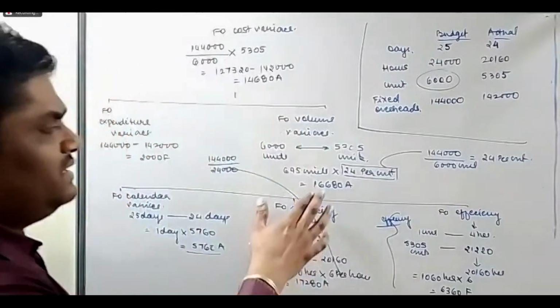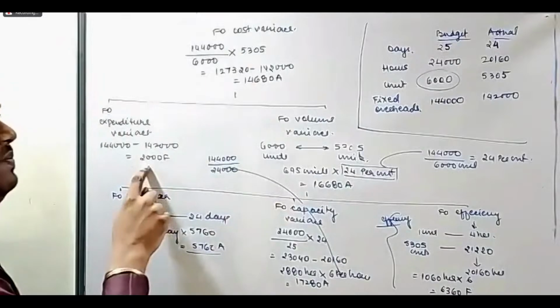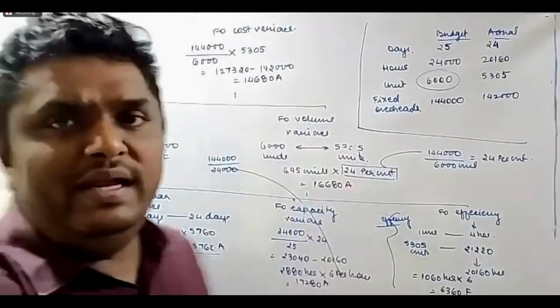Further, herein also 16680 adverse plus 2000 favorable. So this is minus, this is plus. So 14680 will be minus, that is adverse.